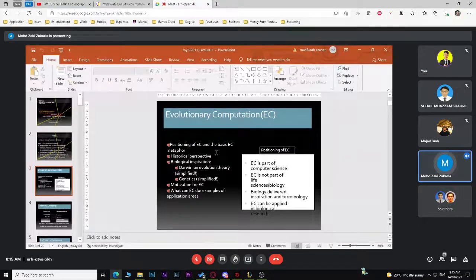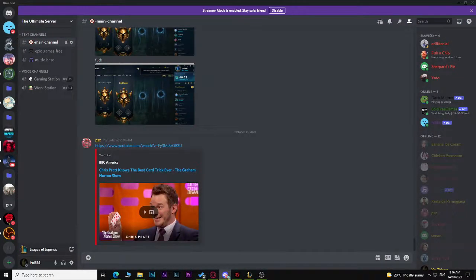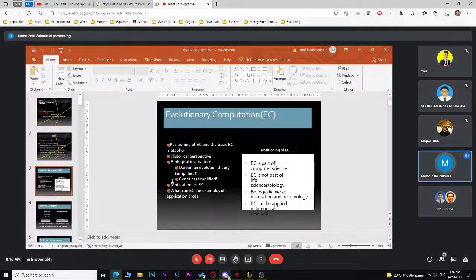EC stands for evolutionary computing. It is based on biological inspiration, for example, using Darwinian theory. We simplify it based on this theory, so we introduce the genetic algorithm.